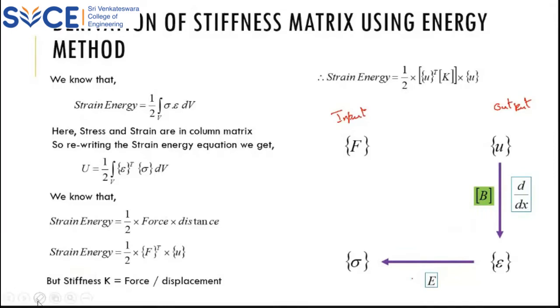This one we call the B matrix. What is this B matrix? It is the relation between strain and displacement. That matrix we call the B matrix. And you have one more here, E. This one we call the D matrix. D is the stress-strain relation matrix, relating stress and strain.